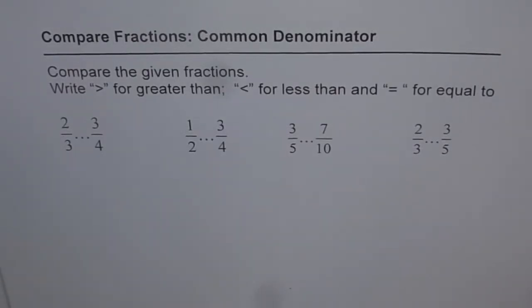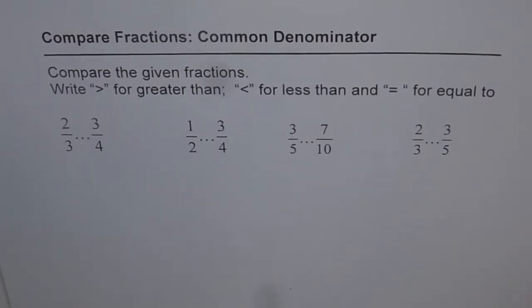Here's a practice sheet for you to compare fractions. Now, how do you compare fractions? As we did in the last video, you can compare fractions by first making their denominators the same. That is, find the lowest common multiple and then equivalent fractions with the common multiple as the denominator. Once the fractions have the same denominator, compare numerators, right? So that you know which one is greater.